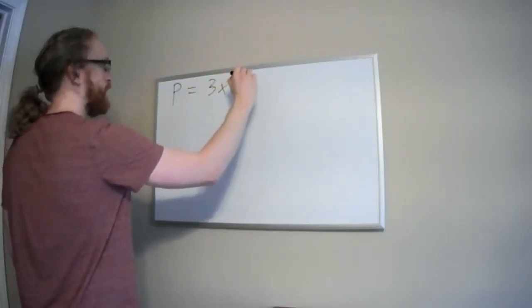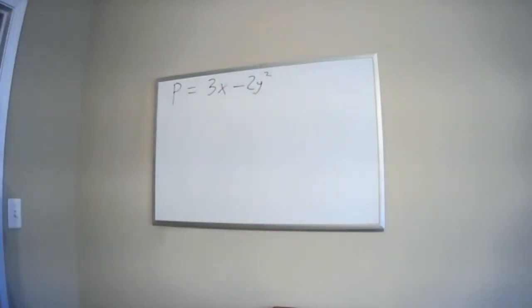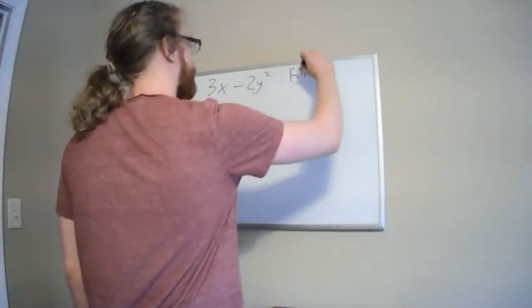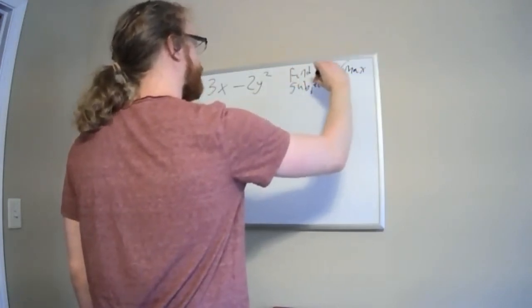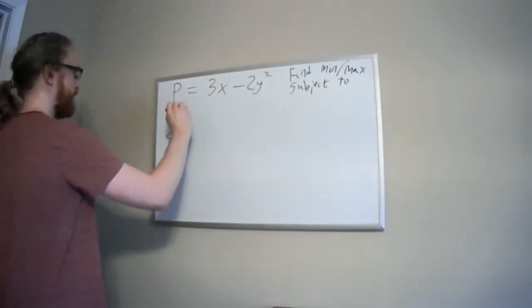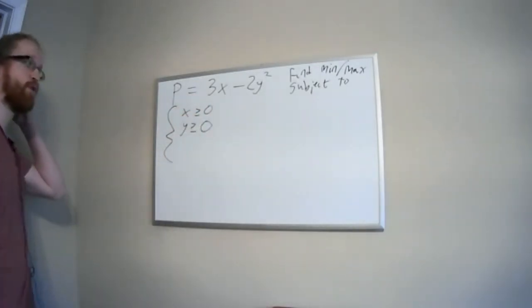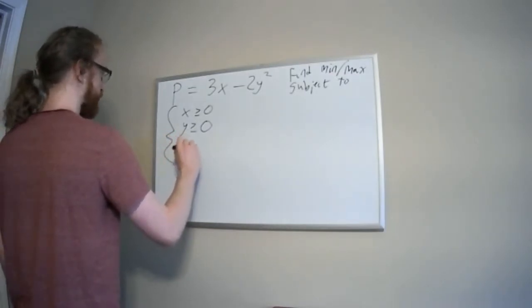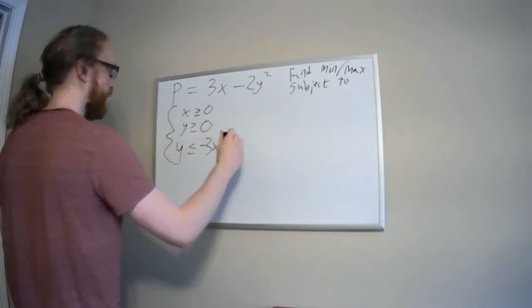3x minus 2y. Let's do y squared for fun. So here's an objective function, 3x minus 2y squared. Our goal is to find the min and the max, and we're going to have to subject it to constraints for that question to make sense. Here are our constraints. How about x is greater than or equal to 0, y is greater than or equal to 0? These are our typical constraints in a linear programming problem. And then how about y is less than or equal to negative 3x plus, I don't know, how about 8?